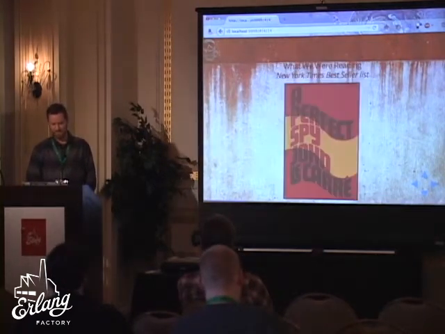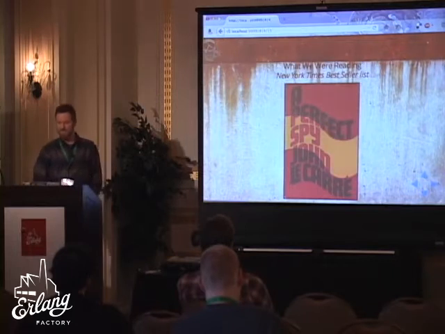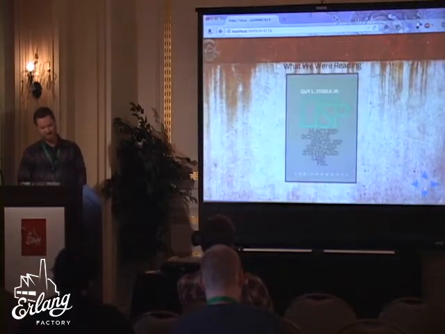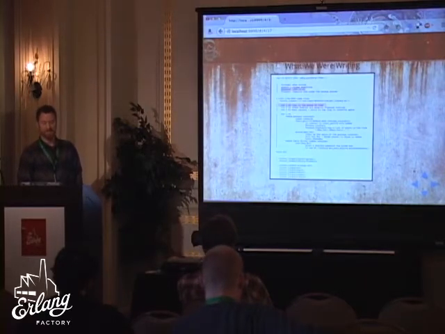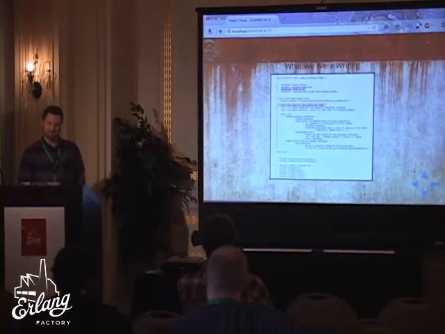So this is what we were reading. And the very famous Common Lisp by Guy Steele came out right around this time. And this is what we were writing. You can't see it at this distance, but this is the first version of Erlang itself.